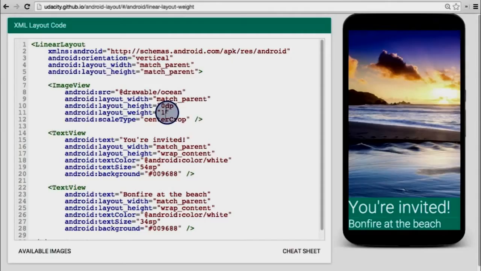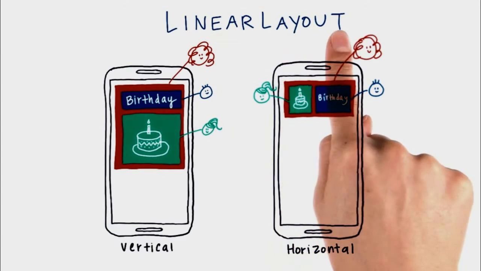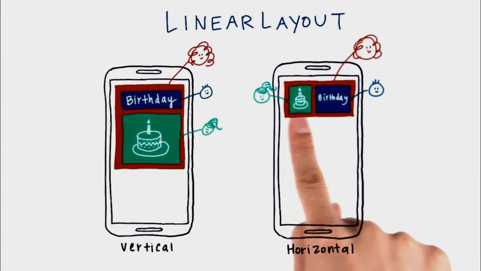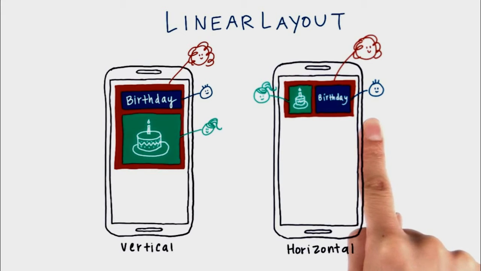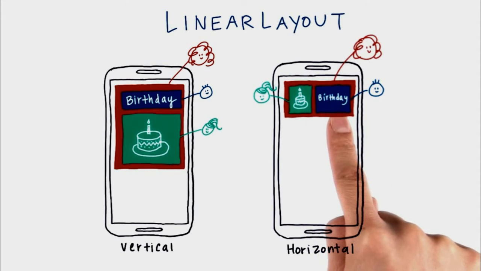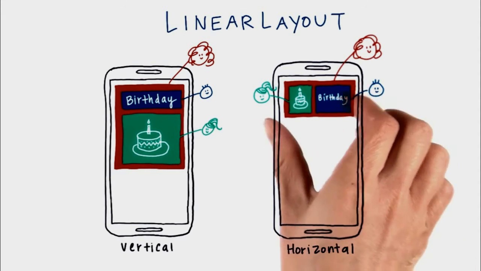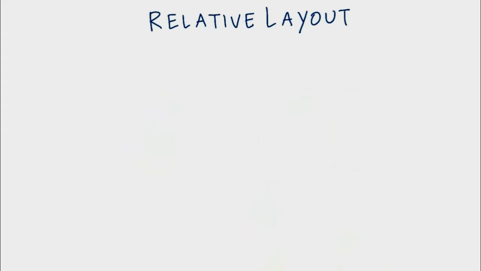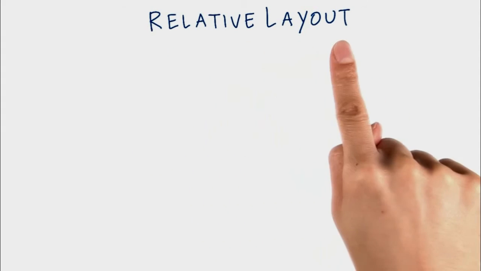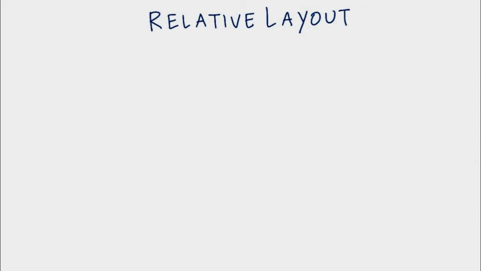Good job. So far we've learned that a linear layout can have a vertical orientation or horizontal orientation. We also learned that individual views can have weight values to fill up the extra space in the parent. Now we're going to spend some time learning more about the relative layout view group. This will help you build even more flexible layouts.